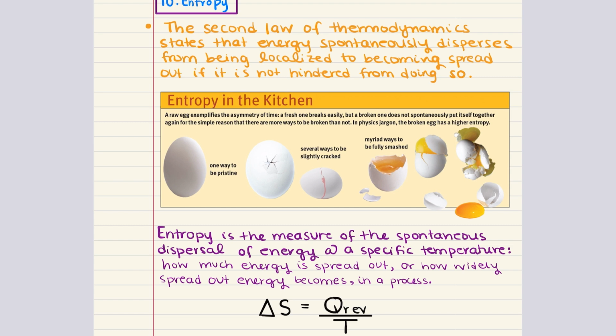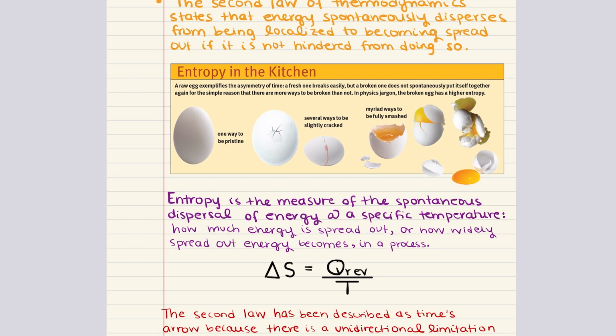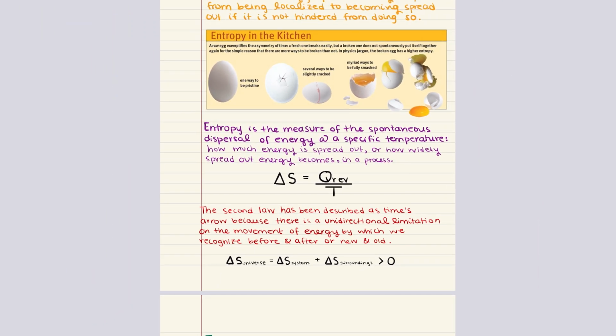Now, the equation for calculating the change in entropy is delta S is equal to Q rev over T. Delta S is the change in entropy. Q rev is the heat that is gained or lost in a reversible process, and T is temperature. Now, the units of entropy are usually joules per mole times Kelvin, and when energy is distributed into a system at a given temperature, its entropy increases. When energy is distributed out of a system at a given temperature, its entropy decreases.